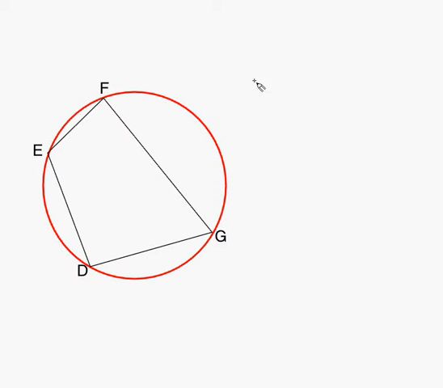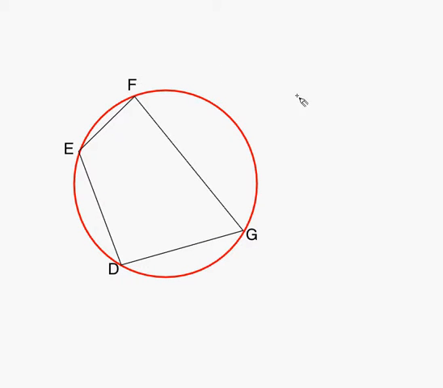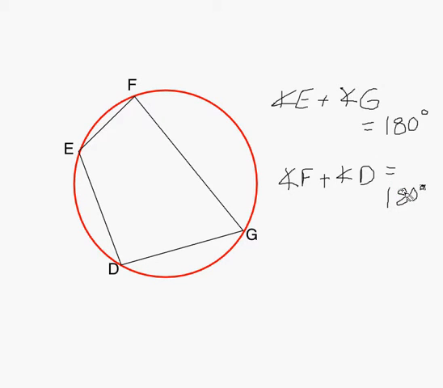And we're being asked to prove that, in this case, angle E, for example, plus angle G, which are opposite angles, are equal to 180 degrees, and that the measure of angle F plus the measure of angle D must also equal 180 degrees. Well, this isn't too hard to prove, so let's go about doing it. We do know that angle E, being an inscribed angle, is equal to half the measure of the arc that it intercepts.